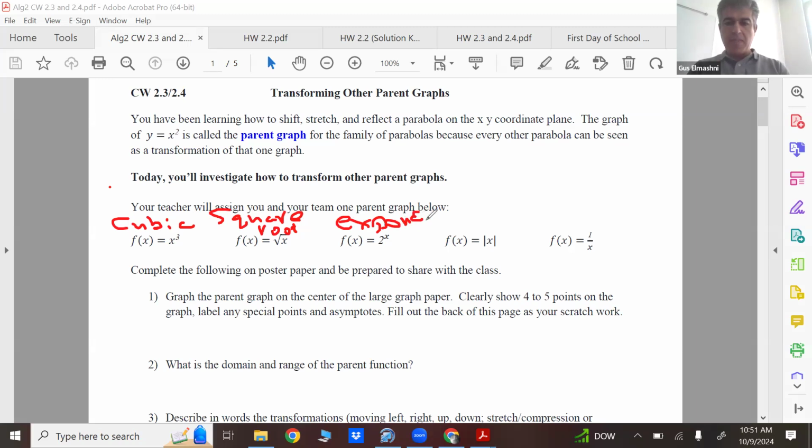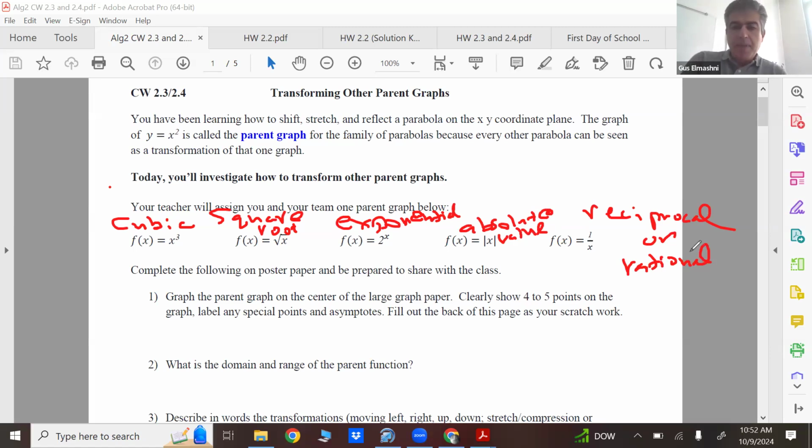That's absolute value because you have an absolute value symbol. What's absolute value do, guys? What's the purpose of absolute value? Always positive. Thank you, Samara. 100%. Always comes out as being positive. And 1/x is called the reciprocal function. We could also call it a rational function as well. So it has two different names.